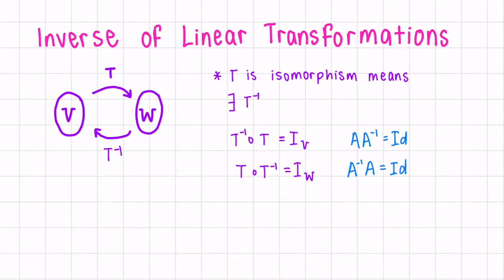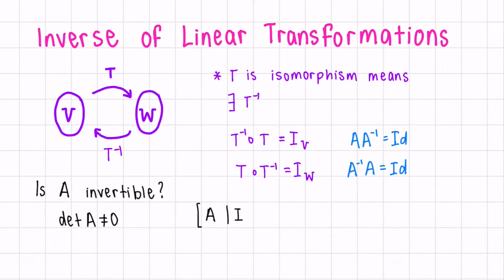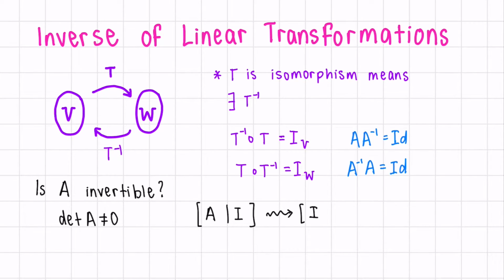In order to check if a linear transformation has an inverse, we need to check if the matrix A is invertible, where A is the matrix of the transformation. This is true when the determinant is non-zero. A systematic way to find this inverse would be to write A and then the identity matrix, and reduce it to the identity matrix on the left and A inverse on the right.